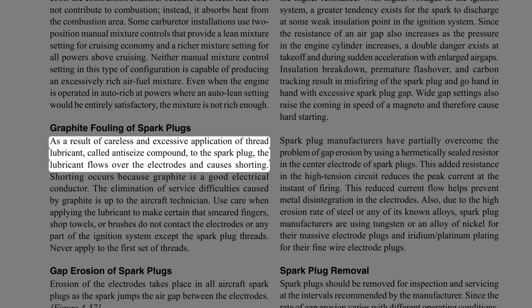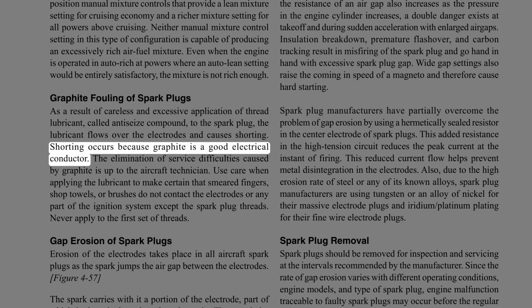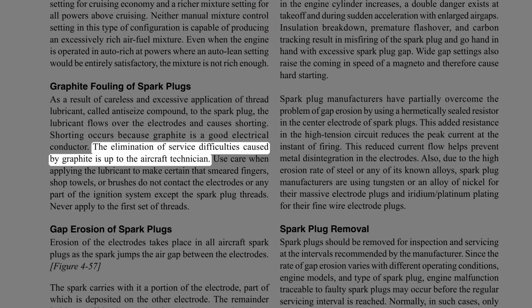Graphite fouling of spark plugs. As a result of careless and excessive application of thread lubricant, called anti-seize compound, to the spark plug, the lubricant flows over the electrodes and causes shorting. Shorting occurs because graphite is a good electrical conductor. The elimination of service difficulties caused by graphite is up to the aircraft technician.